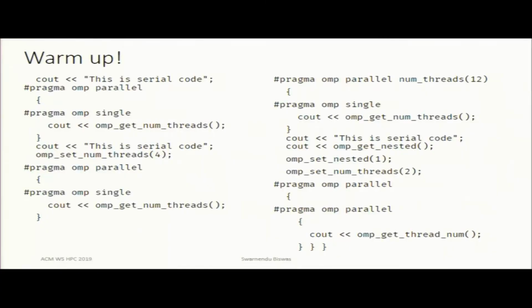So now we set nested to true. So now I am enabling nested parallelism. Now I set OMP set number of threads to 2. So what would be the print over here? I didn't print other stuff so that it fits on this slide. What would be the print over here? What would be the IDs?